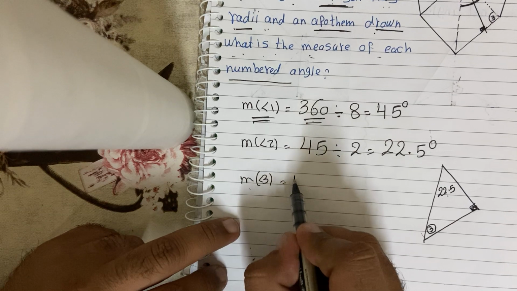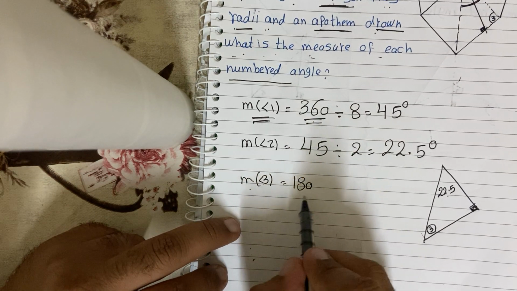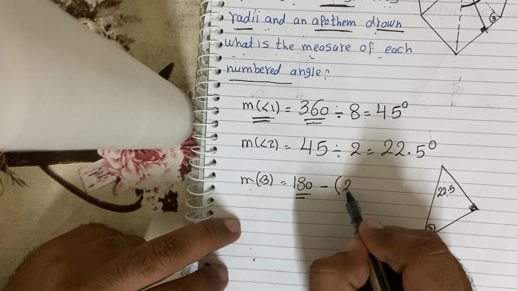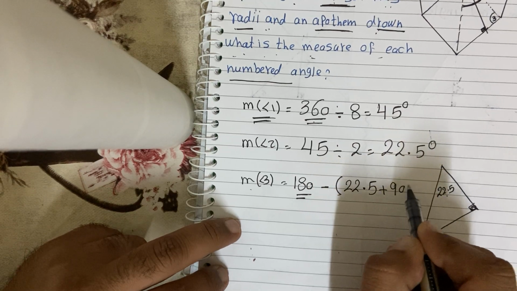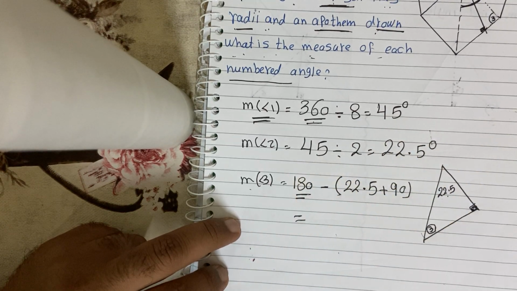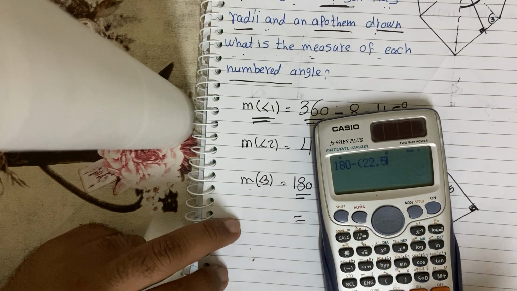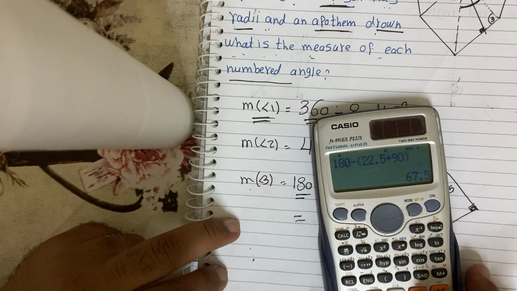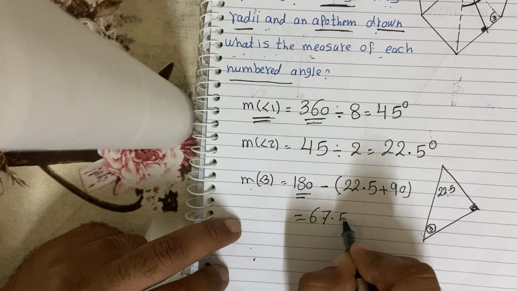Measure of angle 3: the sum of the measures of the interior angles of any triangle is 180, so 180 minus (22.5 plus 90). Let's find that. 180 minus 22.5 plus 90. The answer is 67.5 degrees.